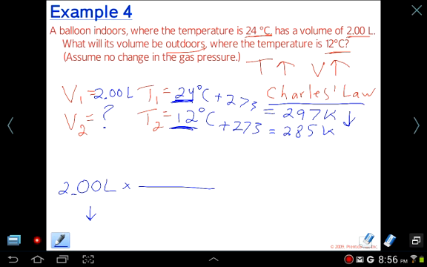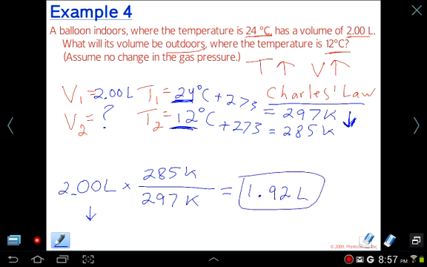But again, since the temperatures went down, Charles' Law says that volume will go down. So we'll put the small number on top, big number on the bottom, to ensure that this ratio pulls the liters down. So we'll do 2.00 times 285 divided by 297, giving us a fine value of 1.92 if we use significant figures, liters.